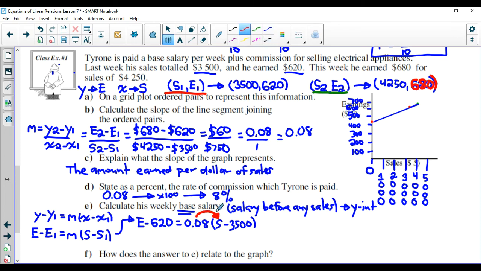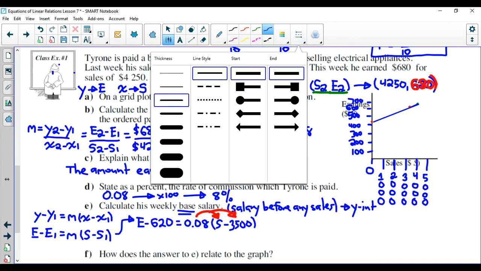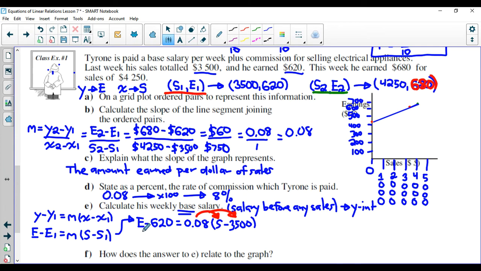And now let's use the distributive property. I'm going to take this 0.08 and apply it to the s, and apply it to the 3,500. So this would turn into e minus 620 would be equal to 0.08 times s, which is just 0.08s. And then 0.08 times 3,500, well, you can plug that into your calculator and get it.